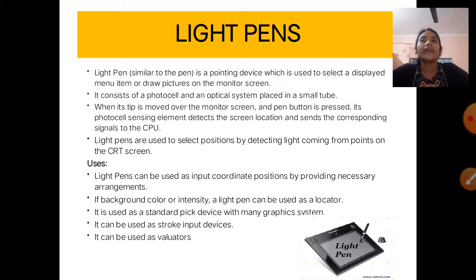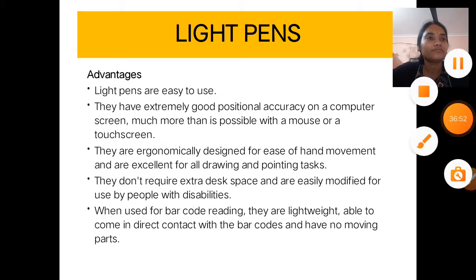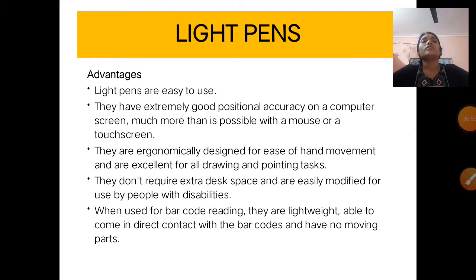Okay. It can be used as a stroke input device and also as a valuator. Okay. What are the advantages of light pen? Light pens are easy to use. They have extremely good positional accuracy on a computer screen, much more than is possible with a mouse or a touchscreen.